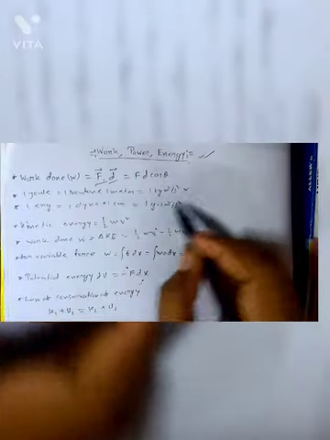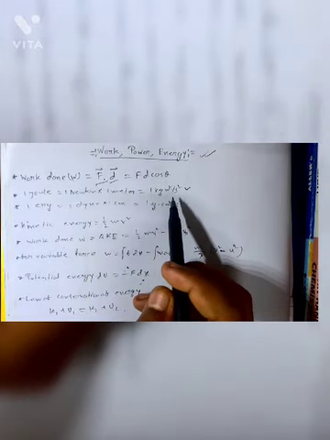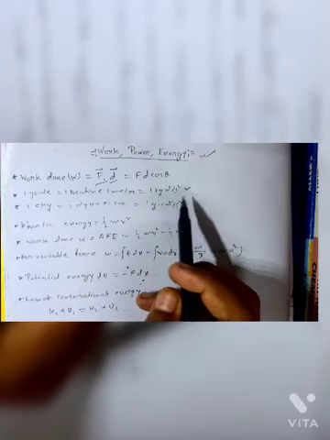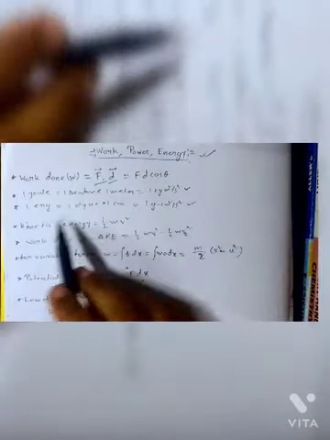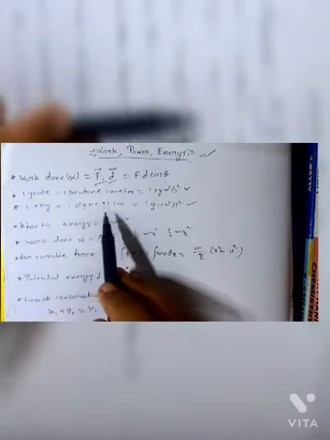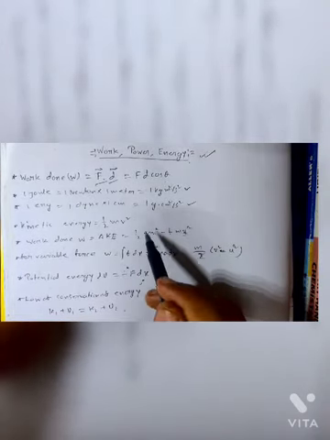Note this conversion: 1 joule equals 1 Newton into 1 meter equals 1 kg meter square per second square. Also note this conversion: 1 erg equals 1 dyne into 1 centimeter equals 1 gram centimeter square per second square.